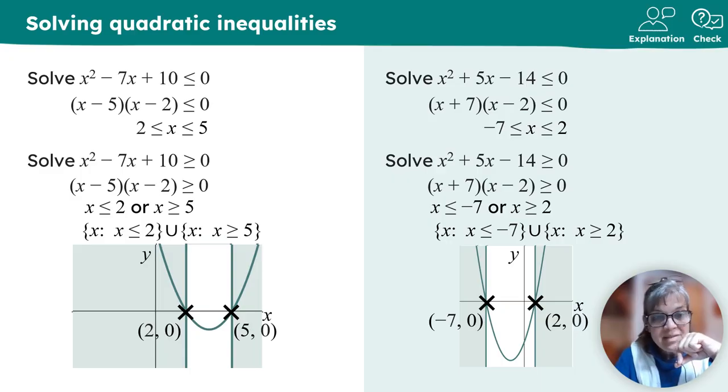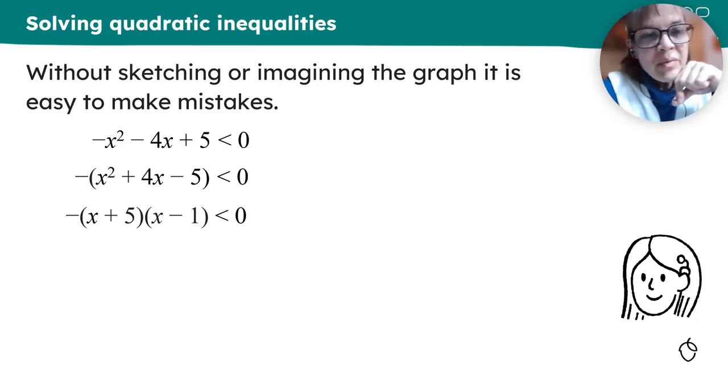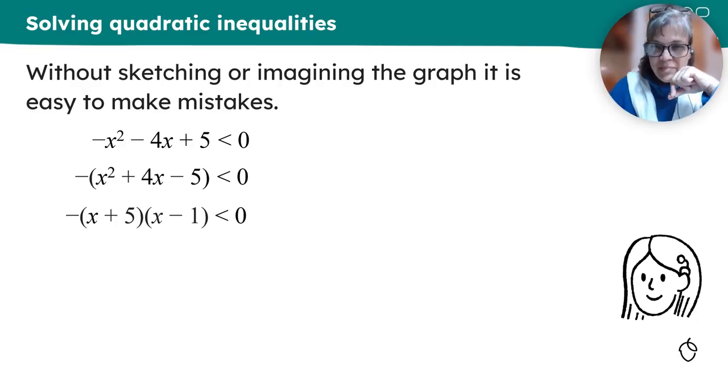You could also write these in set notation, of course. It'd be the union of these two regions. So you can solve these now without a graph. If you factorize them, find the critical values, think about it. But without sketching or imagining, it's easy to make mistakes. So just be careful that way.